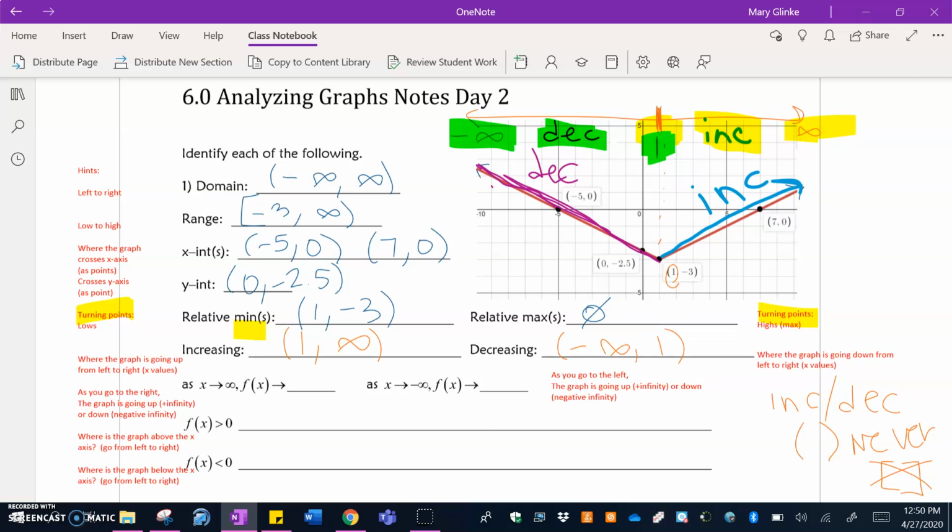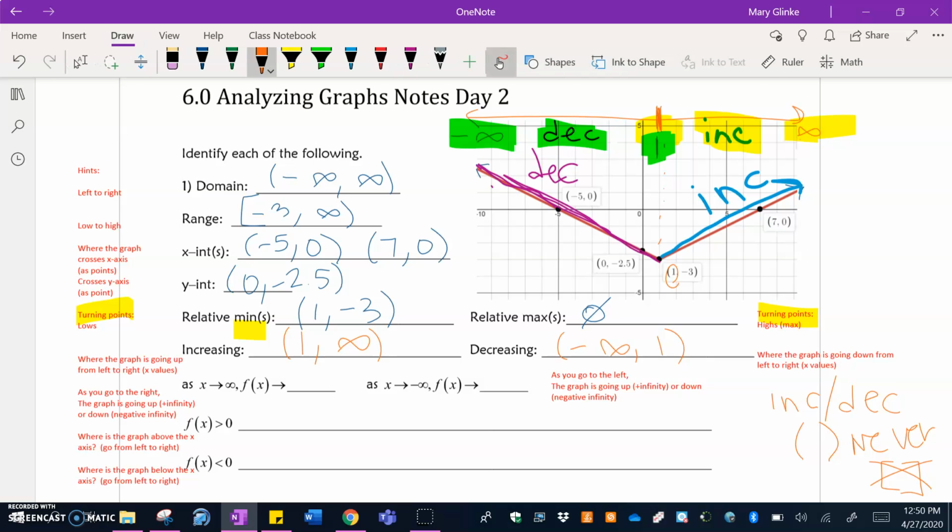Now my end behavior here. So let's look at the ends of the graph. I'm going to erase the labels that I've put here so that we can see this a little bit better. So this first one, as x goes to positive infinity, that is saying as you go to the right, which way is our graph going?